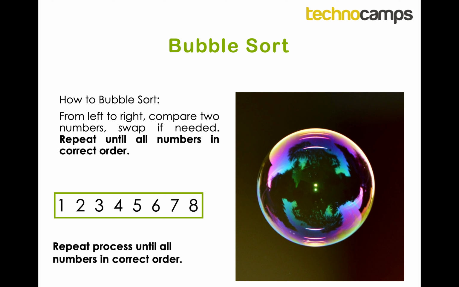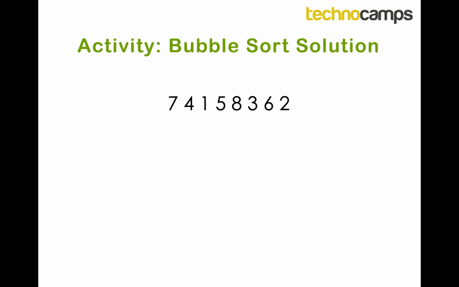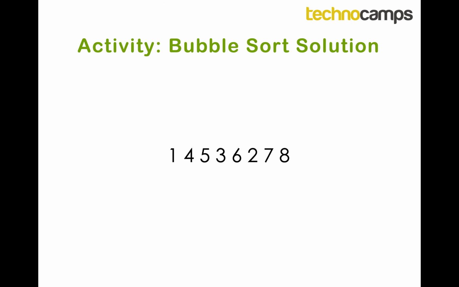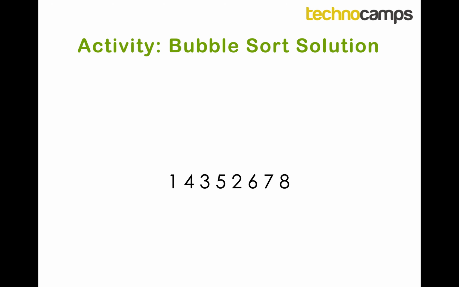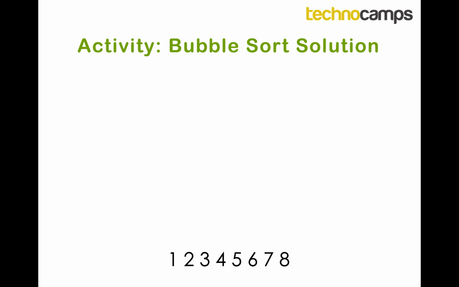So, we do this process for every single number until we have got all of them in their correct order. So here is an example if you want to have a look. At the end of the first pass, you will have this. This will be your second pass, third pass, fourth, fifth, and you will have all the numbers in the right order.